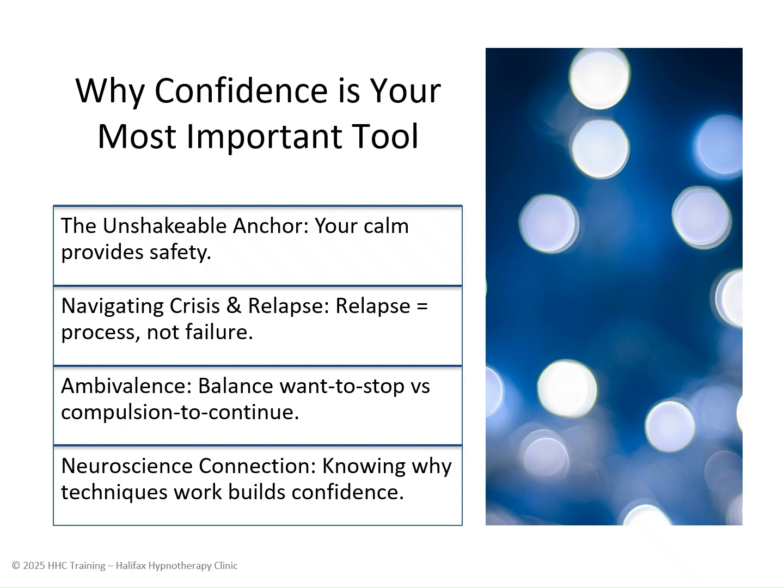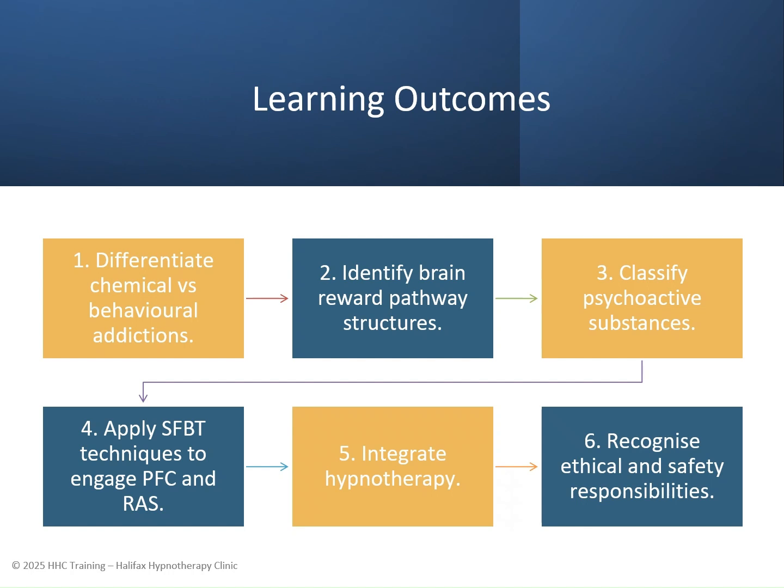solution. Your learning outcomes from this CPD will be: 1. You will be able to differentiate between chemical and behavioral addictions and explain the shared underlying neuroscience, specifically how both types hijack the brain's powerful reward system, leading to a cycle of cravings, tolerance, and withdrawal. 2.